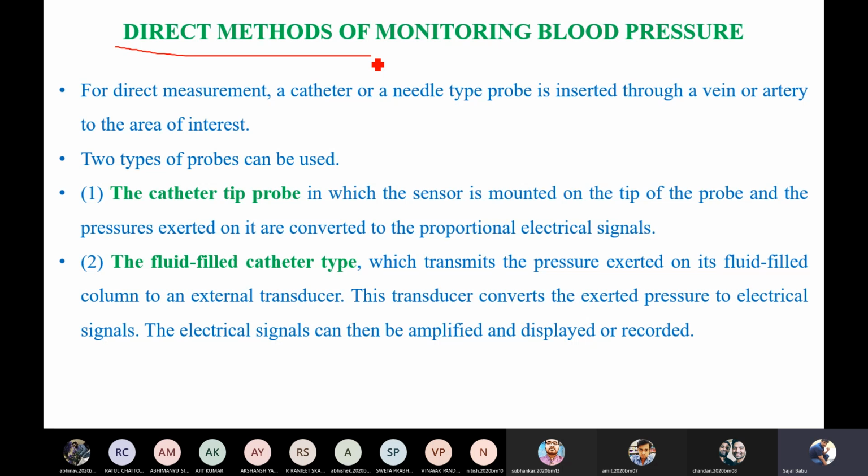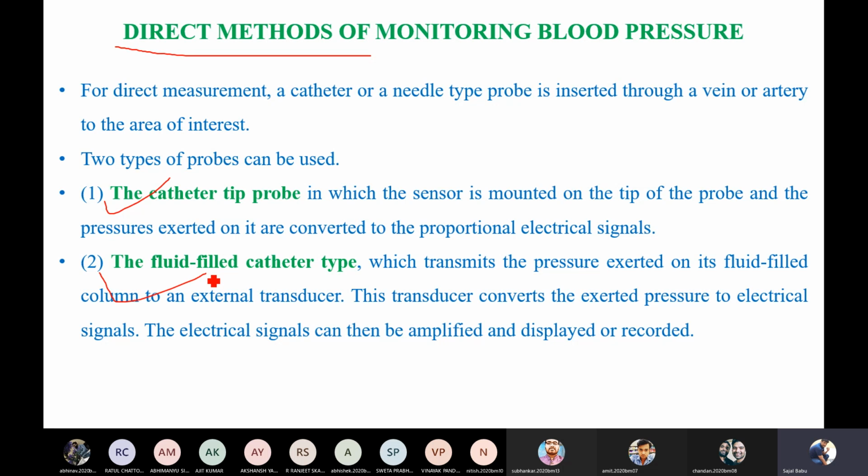You puncture the blood vessel, insert the probe inside the blood vessel, and a sensor measures the blood pressure. That means the probe is the important thing here. So let us discuss the probe part. In the direct method of blood pressure monitoring, the probe may be of two different types. One is the catheter tip probe, and the other is the fluid filled catheter type.